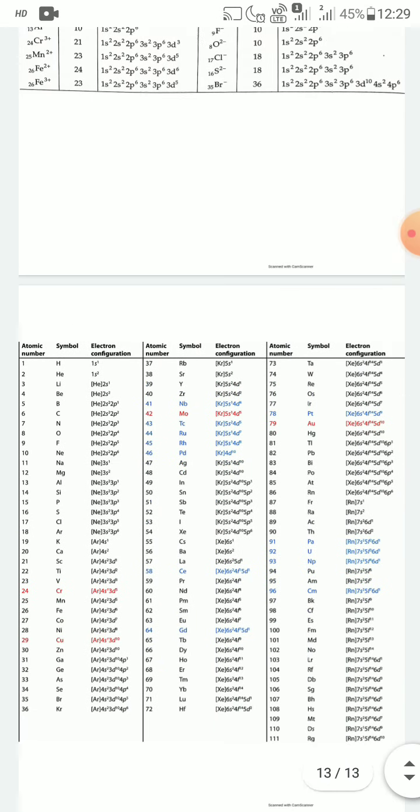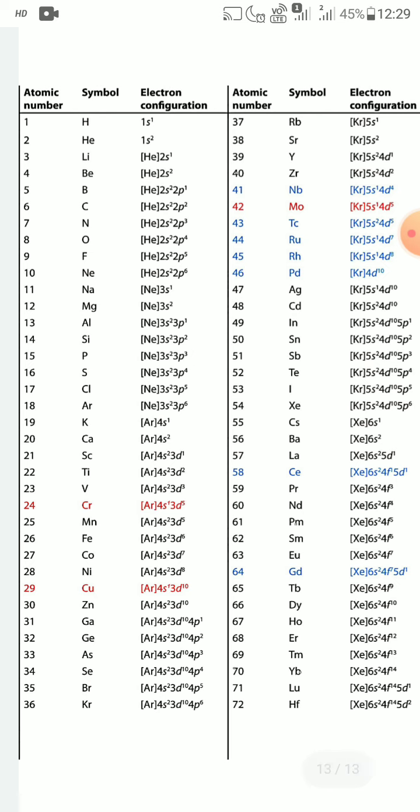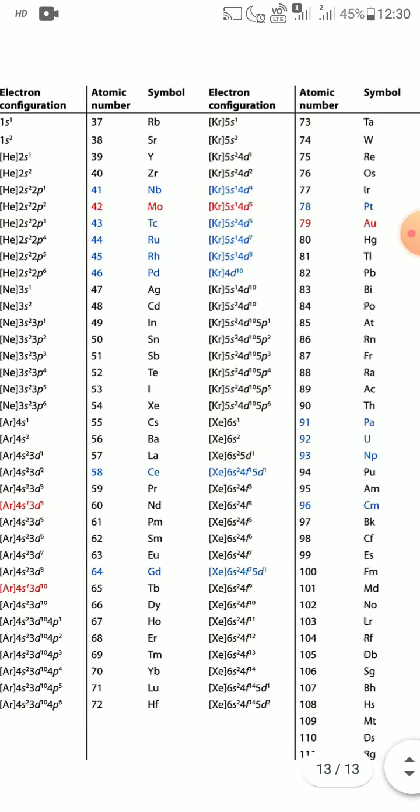Not only in the case of chromium is there an exceptional electronic configuration. In the case of copper also, the exceptional electronic configuration is argon 4s1 3d10. Similarly, there are many exceptional electronic configurations which are highlighted in this table. You have to check. Okay.